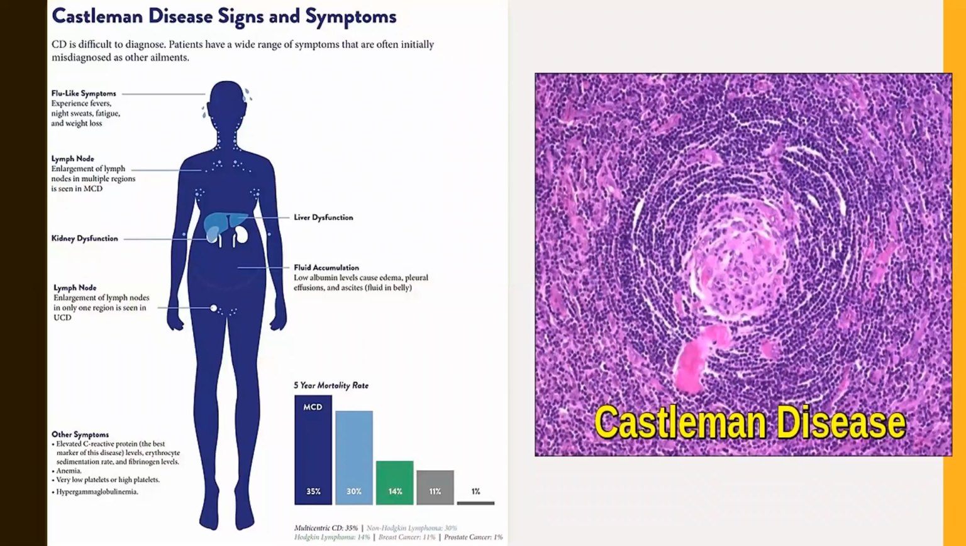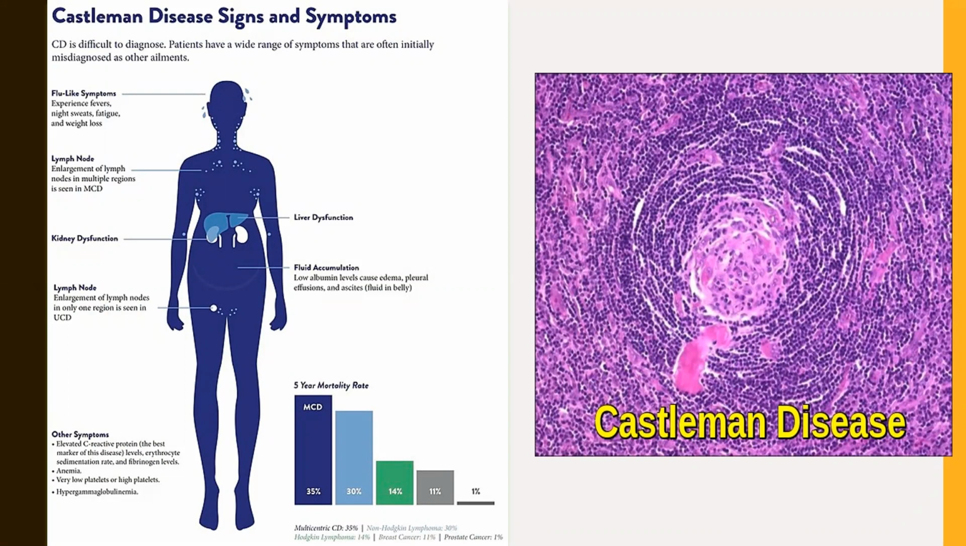So Castleman's disease: on the left side, you can see the signs and symptoms, and on the right side, you can see the picture of Castleman's disease. So let us understand what Castleman's disease is. Castleman's disease is a rare disorder that involves an overgrowth of cells in the body's lymph nodes.